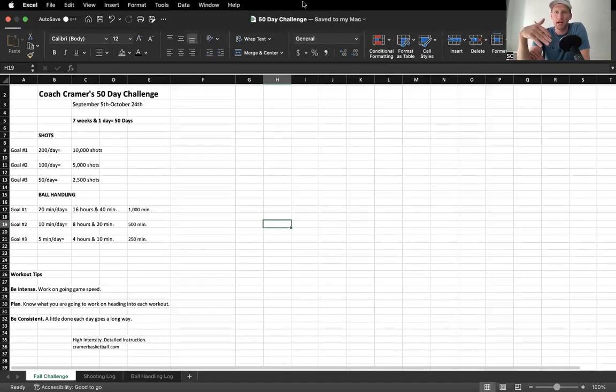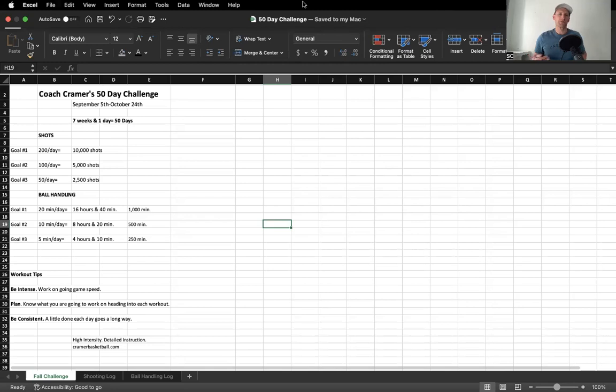We also broke this down from a time standpoint on handling the basketball. 5 minutes a day for 50 days is 4 hours and 10 minutes, or 250 minutes total spent handling the ball. 10 minutes a day, 50 days, 8 hours and 20 minutes, or 500 minutes. If you spent 20 minutes a day handling the basketball for 50 days, that'd be 16 hours, 40 minutes, 1,000 minutes you've spent handling the ball. If you're doing that, yeah, you're going to improve by leaps and bounds handling the ball. A crazy amount if you spent that much time handling the ball over the course of 50 days.